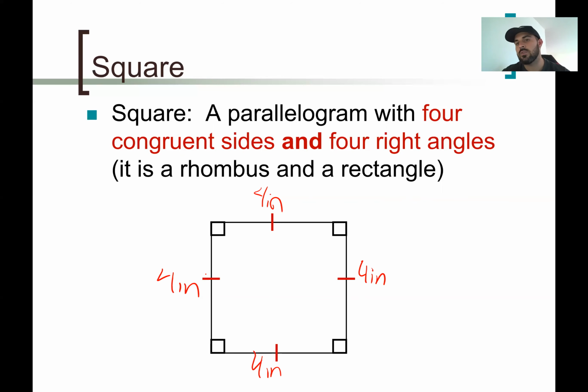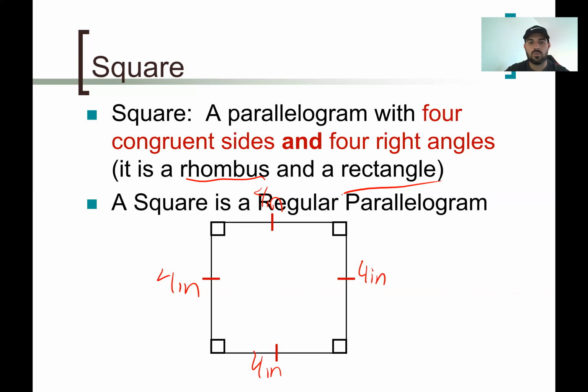Okay, so this is why I consider it the perfect shape, because it is the only regular polygon which is considered a quadrilateral. All right. So like I said here, it is also a rhombus and it is also considered a rectangle. So a square is a parallelogram. It is a rhombus. It is a rectangle. And of course, it is a square. So a square is a regular parallelogram. Like I said, a regular polygon.